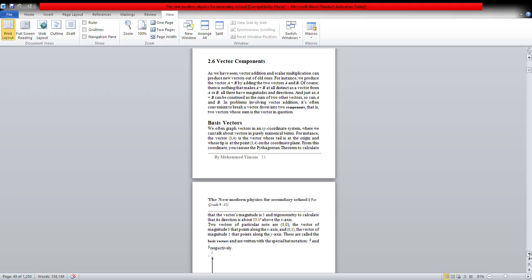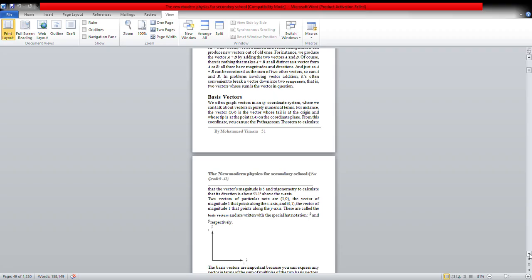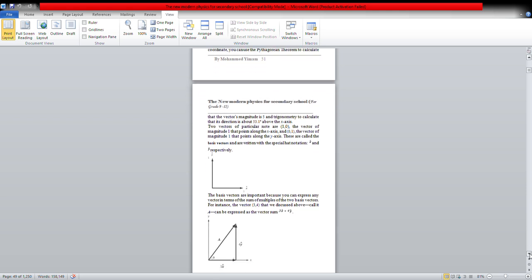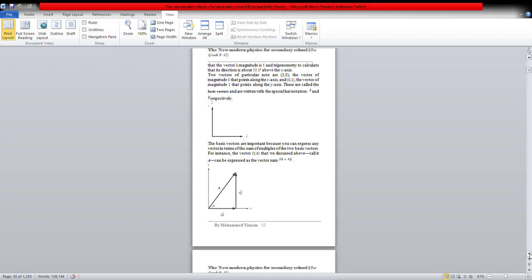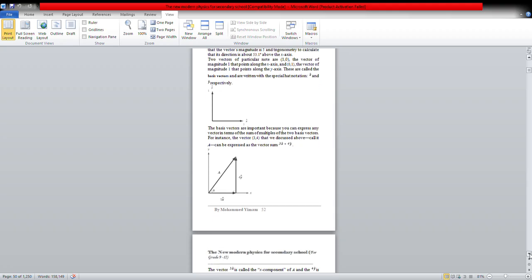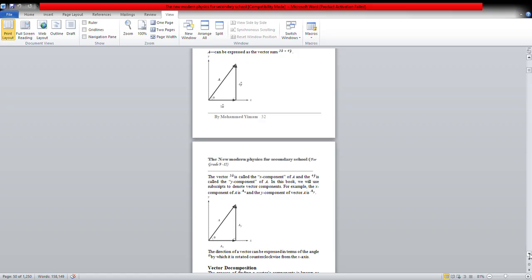Basis vectors. We often graph vectors in the xy coordinate system, as you can see in the figure, in the xy plane. So we can get the vector A as the resultant vector, and we can take out its components ax and ay as shown in the figure.